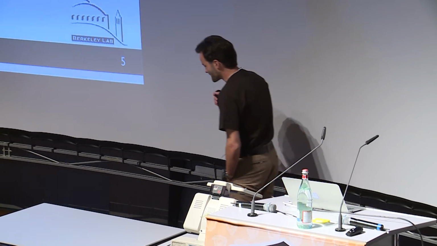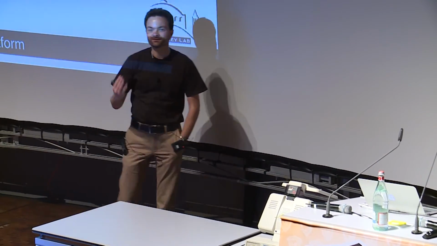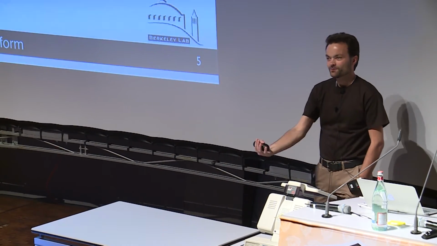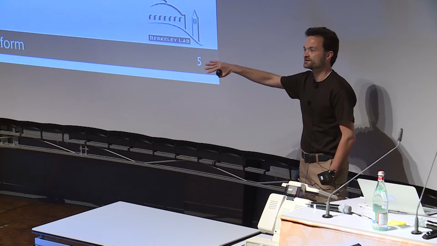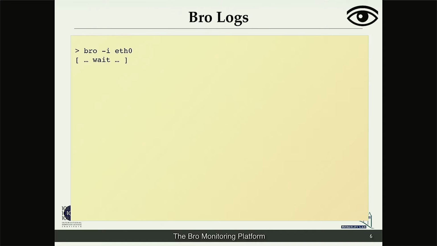Let's look at the first one. And I heard that the US Army is actually calling these log files coming out of Bro the network ground truth, because it records what it sees on the wire, independent of whether you trust the end systems, independent of whether they do any logging, independent of whether you can instrument them to do something for you. It just records what's there. That's the ground truth.